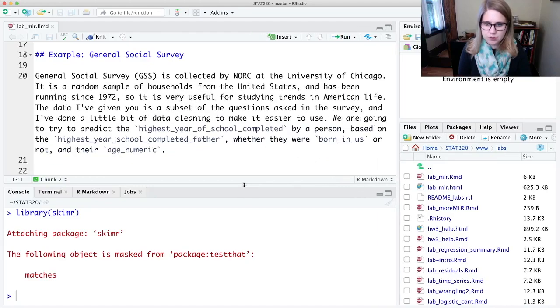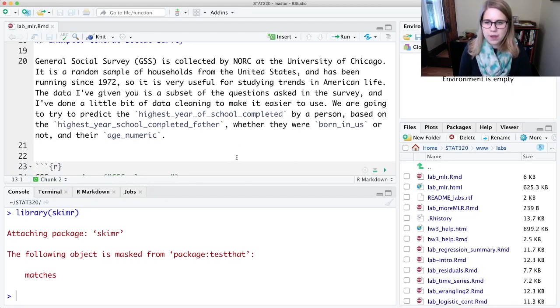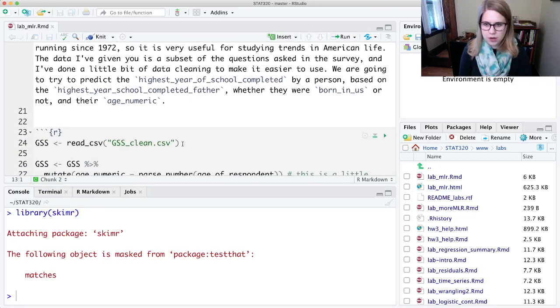It's from the General Social Survey, which is collected by NORC at the University of Chicago. It's a random sample of American households. It's been running since 1972. I just think it's an interesting way to look at data about the US, and I've given you just kind of a subset of questions, and I've done a little bit of data cleaning. So I gave you this file on Canvas.